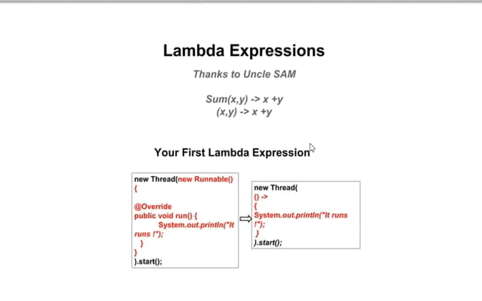Coming to lambda expressions, we have SAM, the single abstract method in the functional interface. Here some lambda expressions are given as examples. Sum of x, y is denoted by the arrow symbol and x plus y. Without any function name, we are just passing x, y as parameters and calculating x plus y, and this is another lambda expression example.